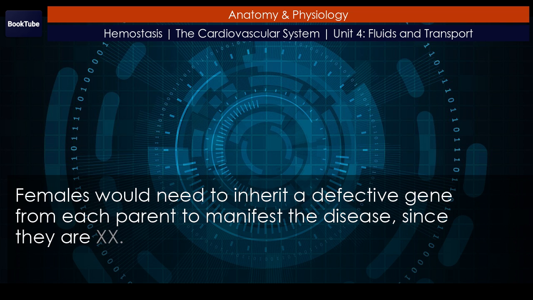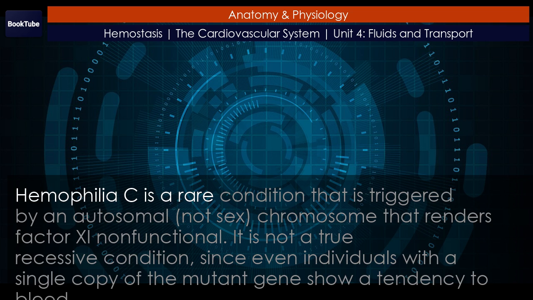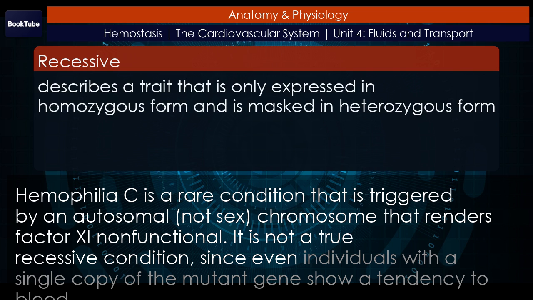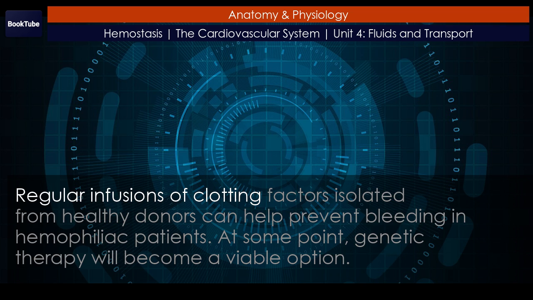Since they are XX, patients with hemophilia bleed from even minor internal and external wounds, and leak blood into joint spaces after exercise and into urine and stool. Hemophilia C is a rare condition that is triggered by an autosomal, not sex, chromosome that renders factor 11 non-functional. It is not a true recessive condition, since even individuals with a single copy of the mutant gene show a tendency to bleed. Regular infusions of clotting factors isolated from healthy donors can help prevent bleeding in hemophiliac patients.